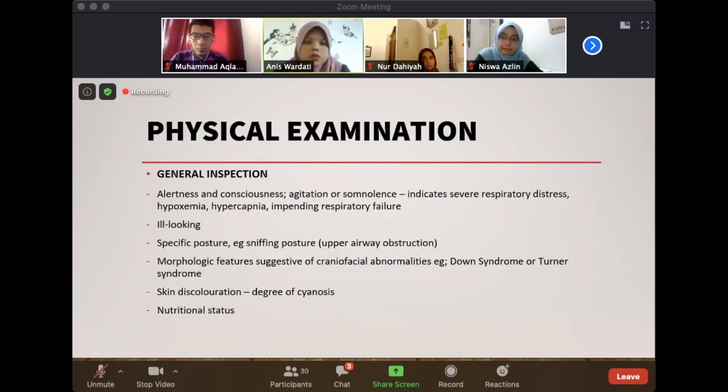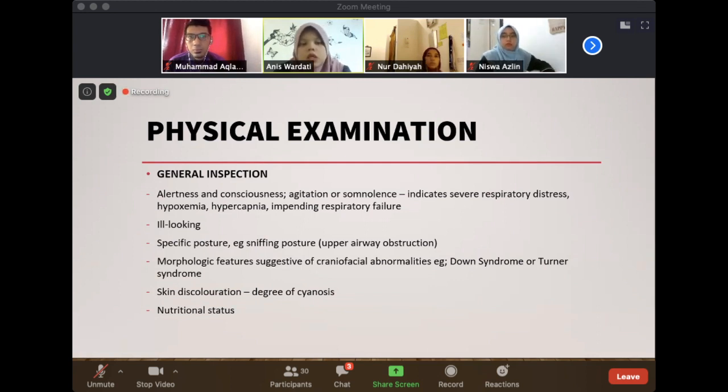So for the physical examination, generally we can look for whether the patient is alert or conscious or not. In the book, you mentioned that if the patient is agitated or somnolent, more like drowsy, it may indicate that the patient is actually having severe respiratory distress and impending respiratory failure. So we need to be aware of the consciousness of the patient.